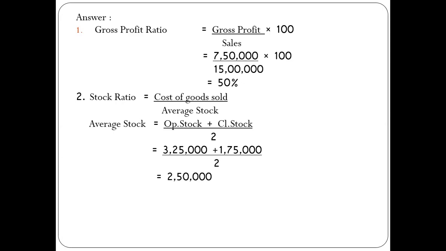So we have to divide cost of goods sold by 2,50,000. The stock ratio will be cost of goods sold, given as 7,50,000, divided by 2,50,000, and we get the answer 3. So here we can say that the stock turnover is 3 times, meaning in the business, stock is rotating 3 times.